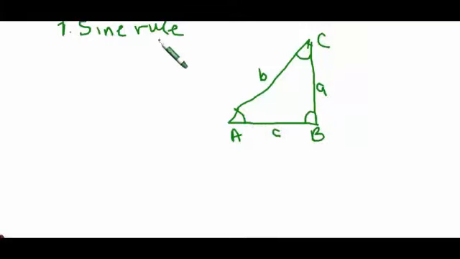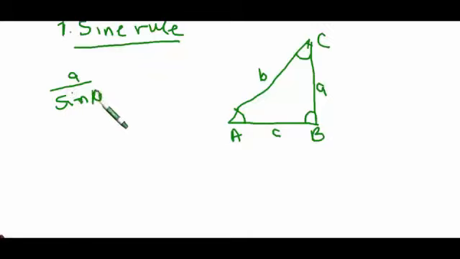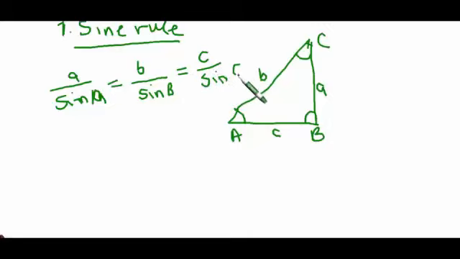and this is our angle A. So our sine rule states that the distance a over sine of angle A is equivalent to the distance b over sine B, and this is also the same as the distance c over sine of angle C. Okay, this is the first rule.